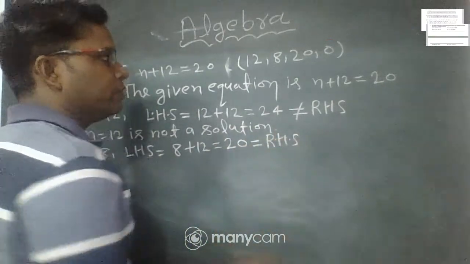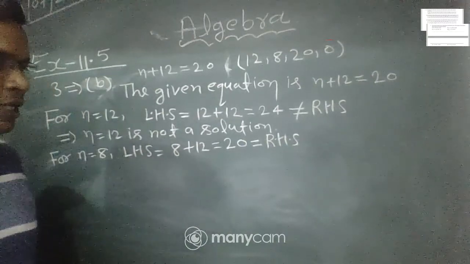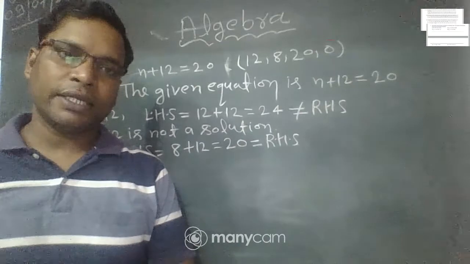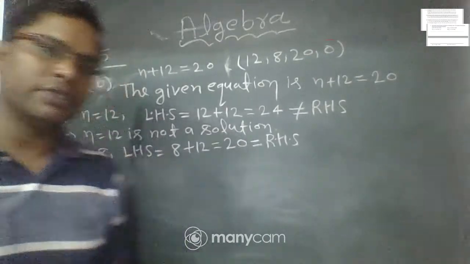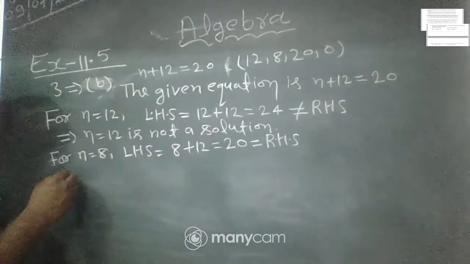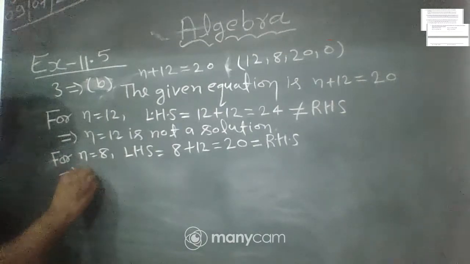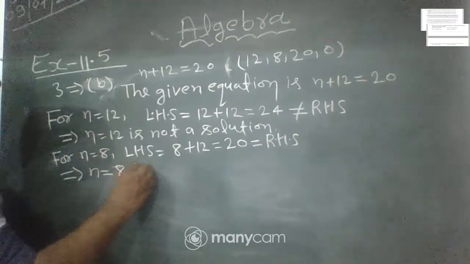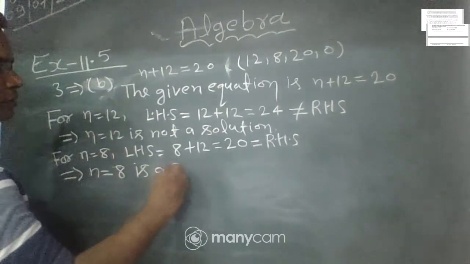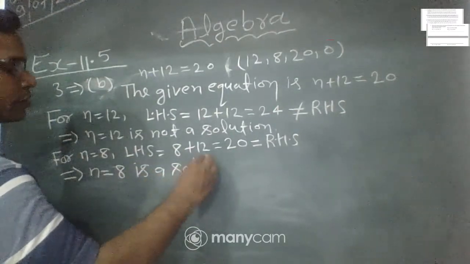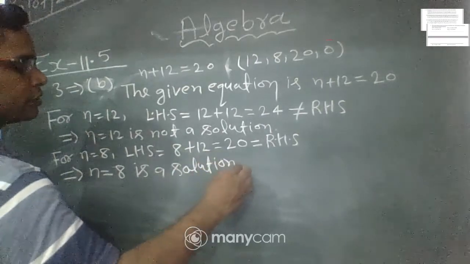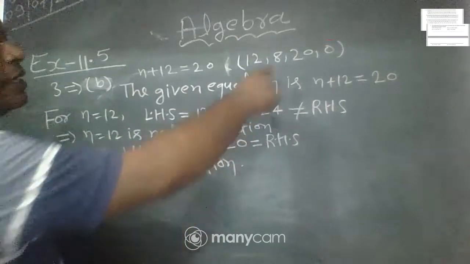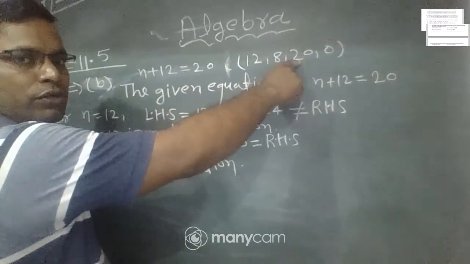Okay, so if the right hand side and left hand side are both equal, then you can say the value of n is the solution of the given equation. So this implies that n is equal to 8 is a solution.